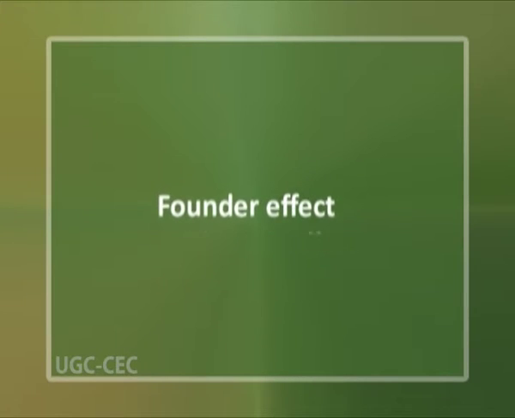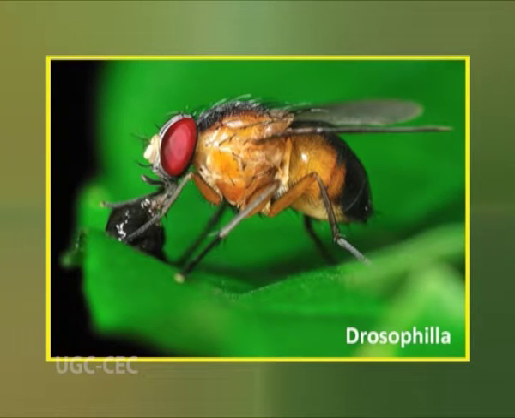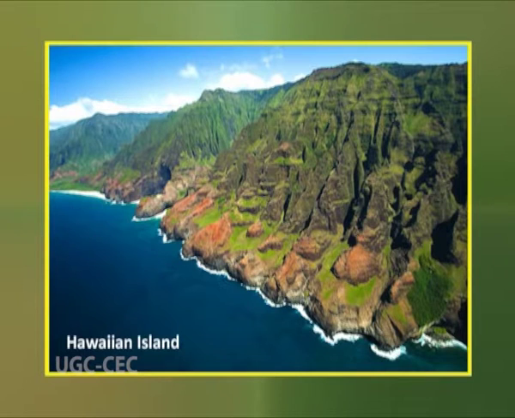Now we will discuss the founder effect. When a small number of individuals known as a founder population become isolated from a larger population, the smaller group may establish a new population whose gene pool differs from the source population. This is called the founder effect. This is essentially a sampling difference. The larger the subpopulation, the more likely it will resemble the parent population. For example, the evolution of picture-winged Drosophila species on Hawaiian islands.